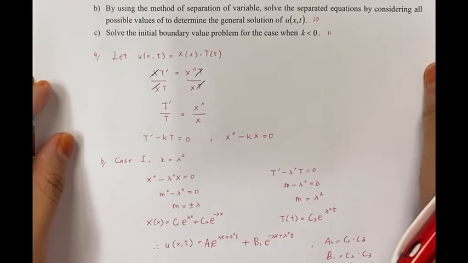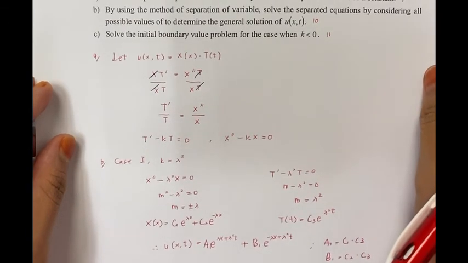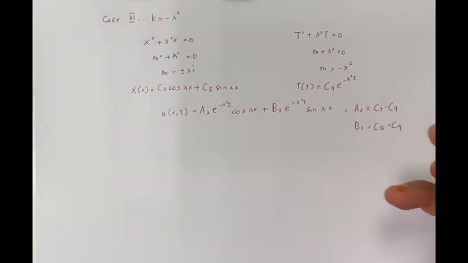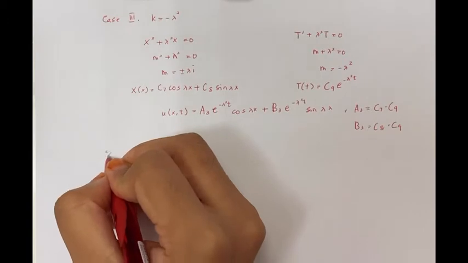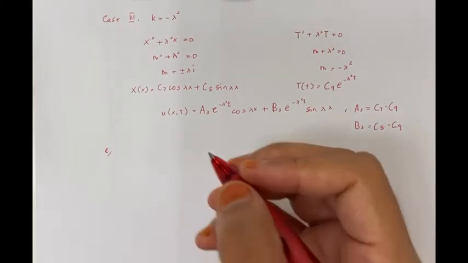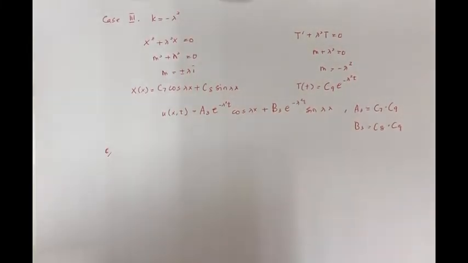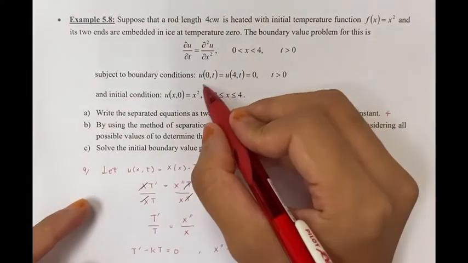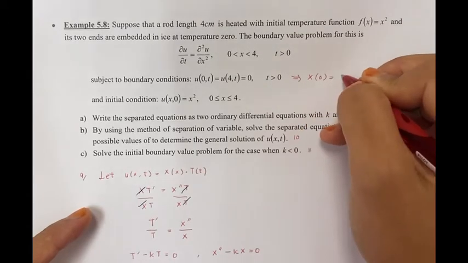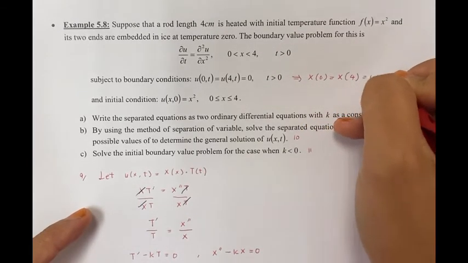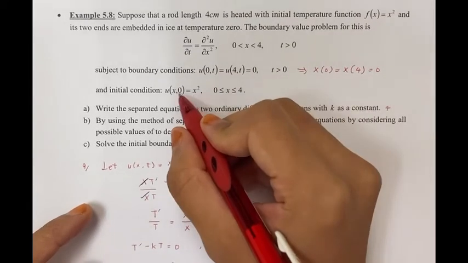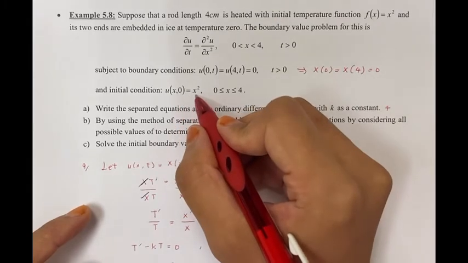Question C, solve the initial boundary value problem for the case when k is less than 0. So we just ignore the first two cases and proceed with case 3. Then substitute the boundary and initial conditions. For the boundary conditions, X(0) equal to X(4) equal to 0. When you substitute x equal to 0 and x equal to 4, it is equal to 0. When you substitute t equal to 0, it is equal to x squared.